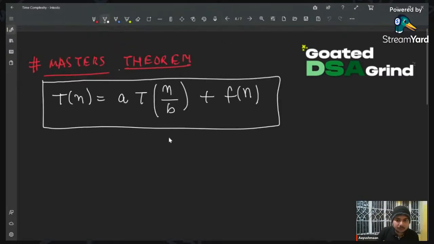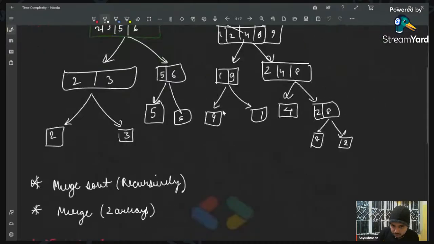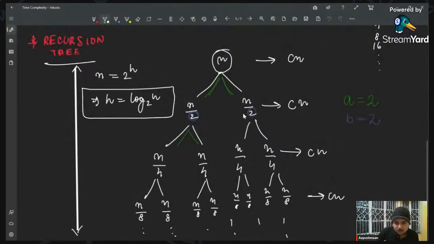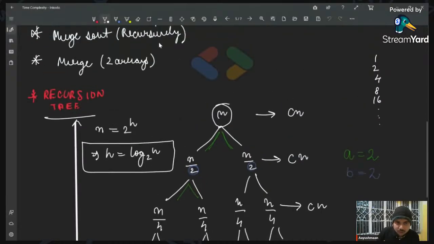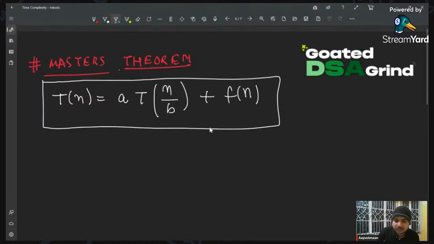Yeah. So fn is that function. जैसे यहाँ पे हम लोग मर्ज कर रहे थे ना, तो हर मर्ज में हम लोग को cn टाइम कॉम्प्लेक्सिटी लग रहा था. So fn is that function when it's called conquering state. Okay, this is what we call as division state and this is what we call as conquering state.